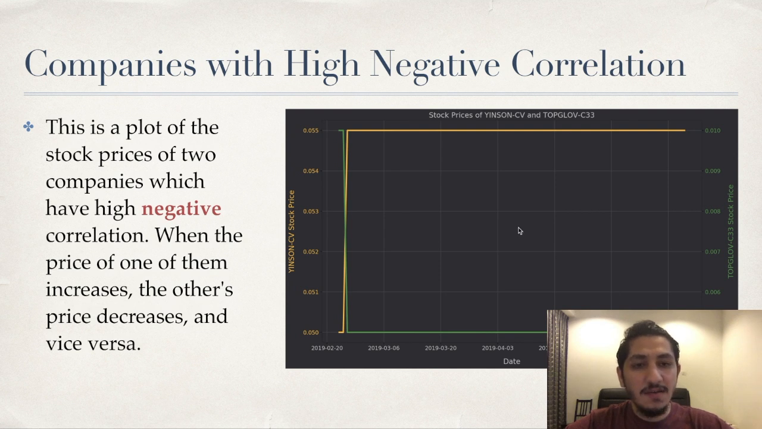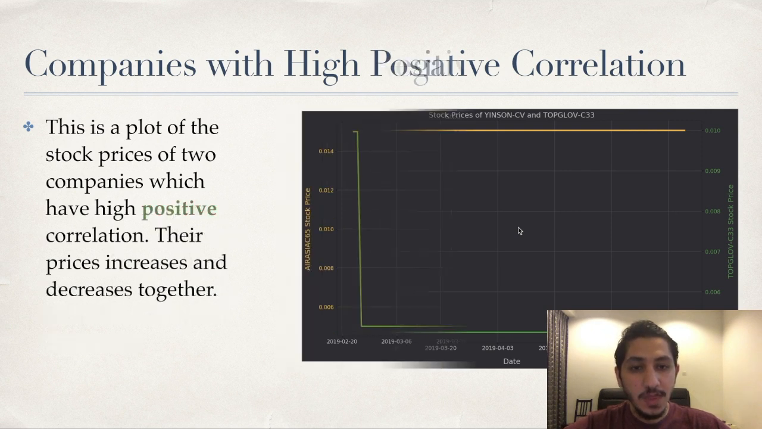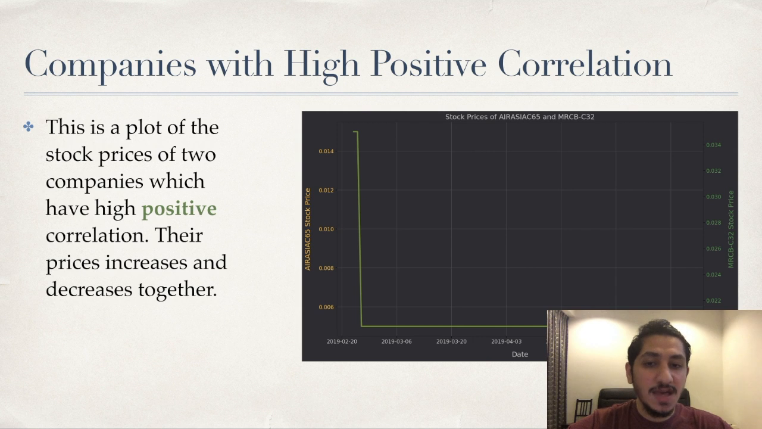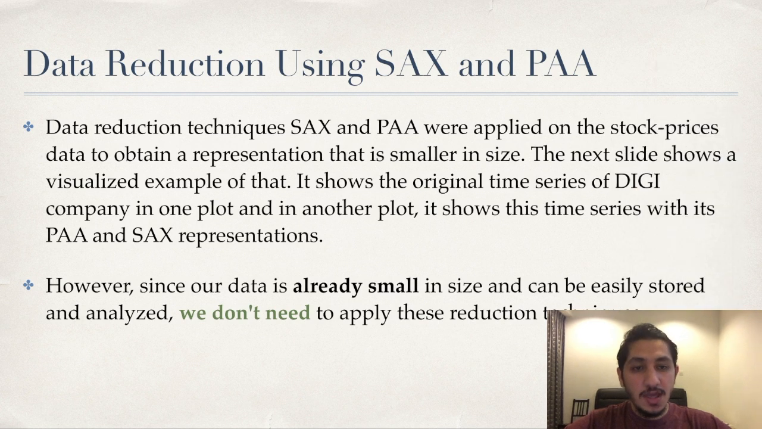So these two companies have a correlation of -1, which is the highest negative correlation. On the other hand, this is an example of two companies with high positive correlation. The prices move with each other, so the prices drop together because the correlation here is very positive. The prices are plotted on top of each other. So this is for correlation.